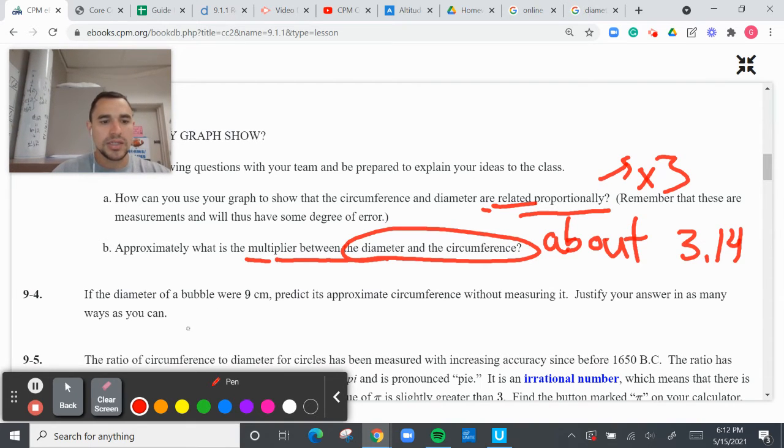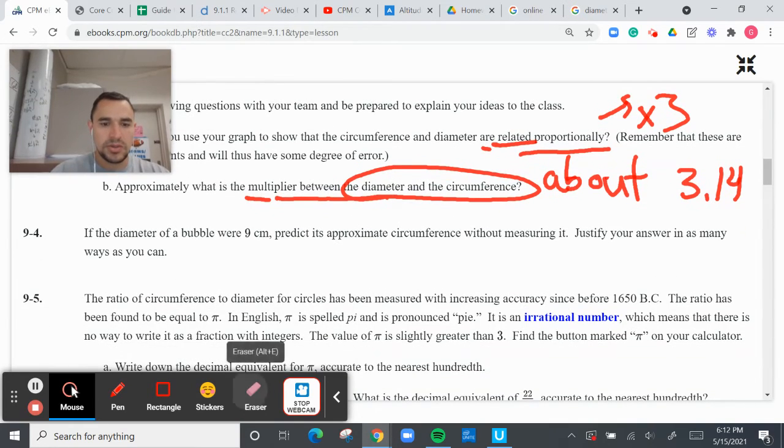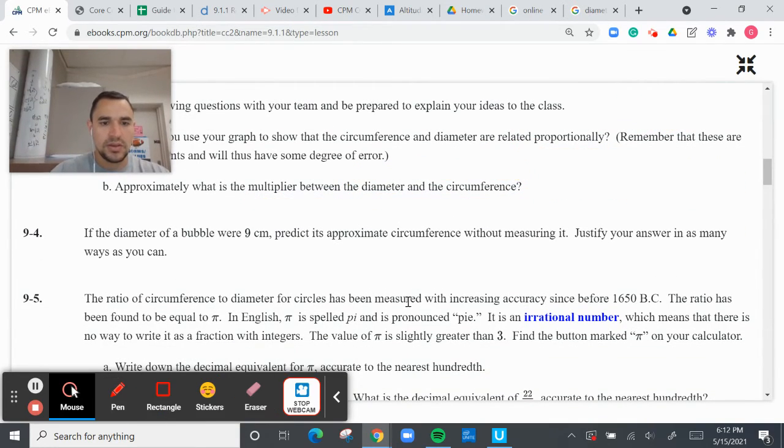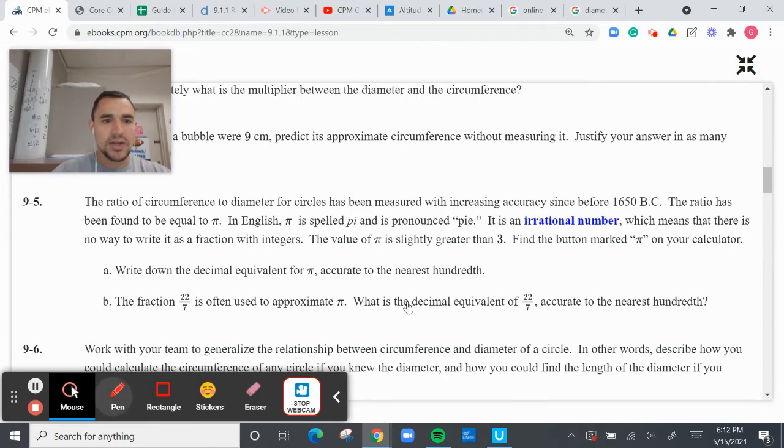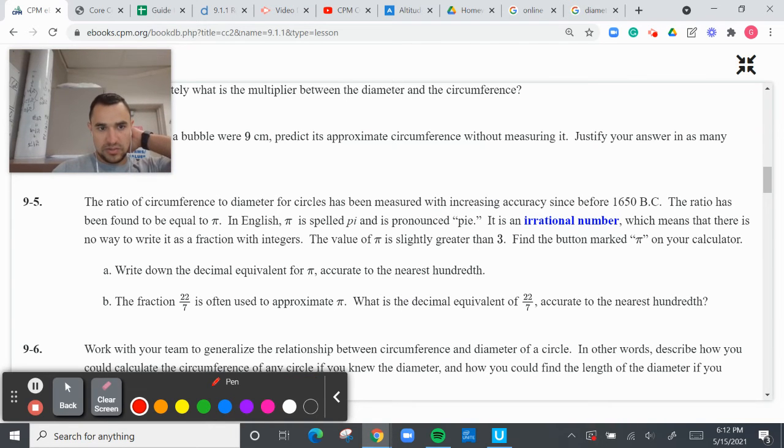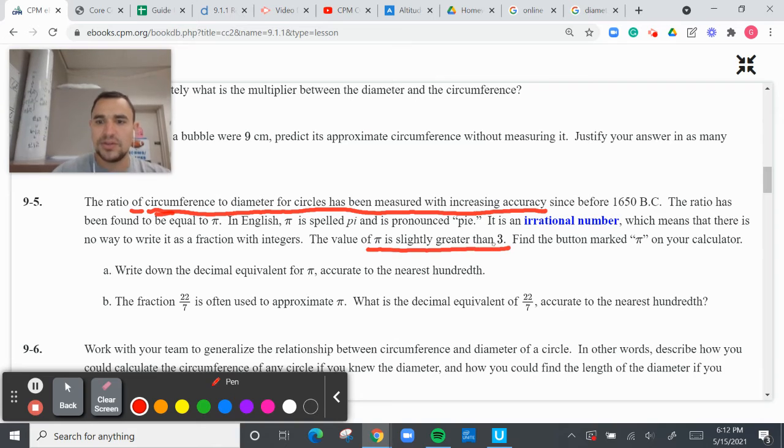Okay, going on to, let me go ahead and erase everything. All right, so now we know that the ratio of circumference to diameter of a circle has been measured with increasing accuracy, which is slightly greater than 3. I know that's like the exploration part. But let's see. Write down the decimal equivalent for pi. We said 3.14.